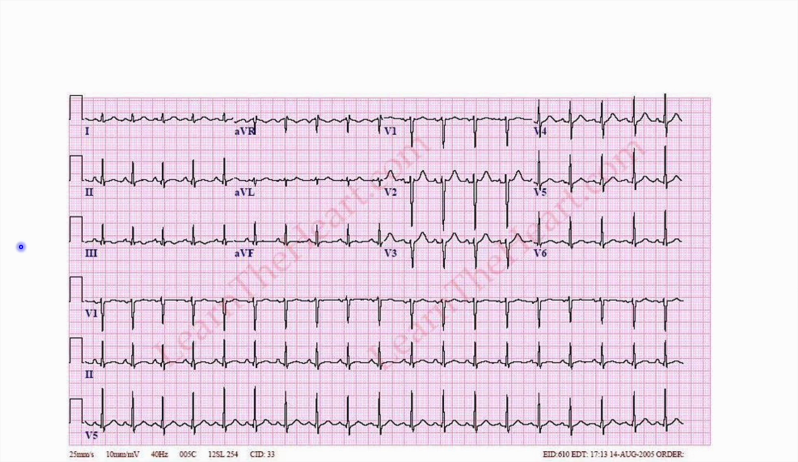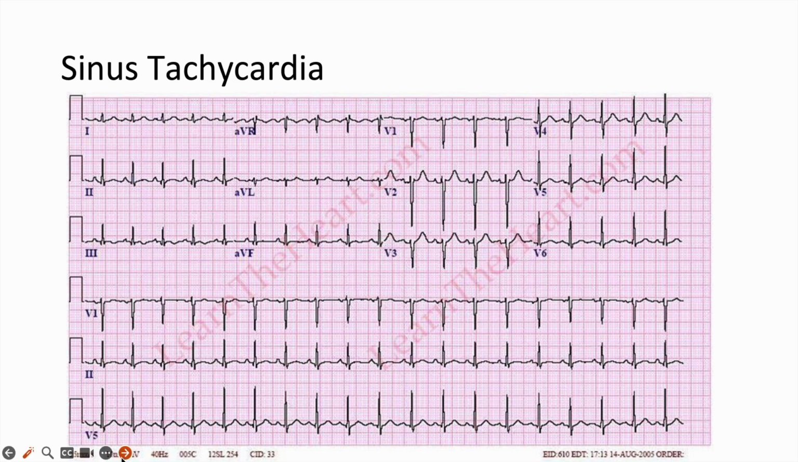Next with this one, 3, 2, 1. This is sinus tachycardia. So the same explanation as before to determine that it's sinus rhythm. Rate, we check it: 1, 2, 3, 4, 5, 6, 7, 8, 9, 10, 11, 12, 13, 14, 15, 16, 17, 18, 19. And so if we take our rate, we do 19 times 6, and that's 114. So greater than 100 is going to be tachycardic. So sinus rhythm with tachycardia, sinus tachycardia.